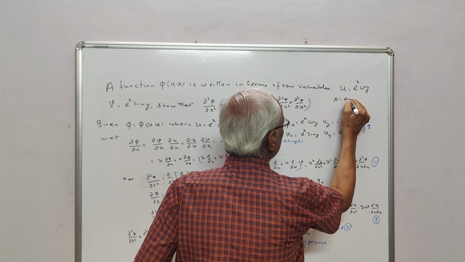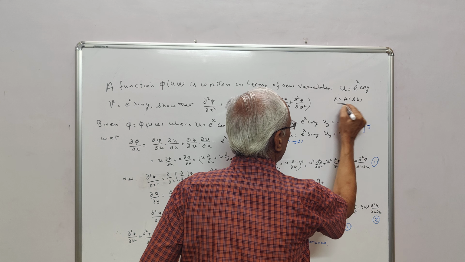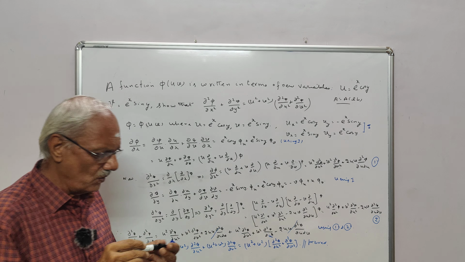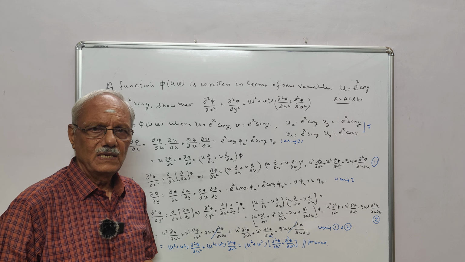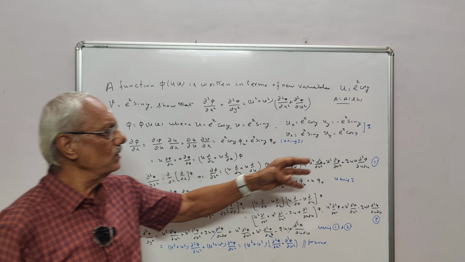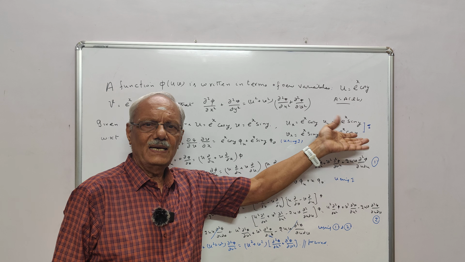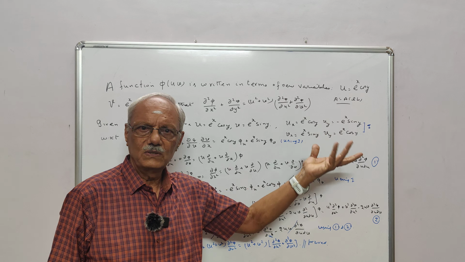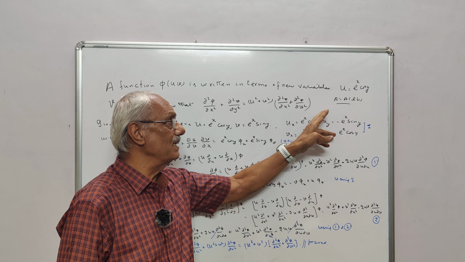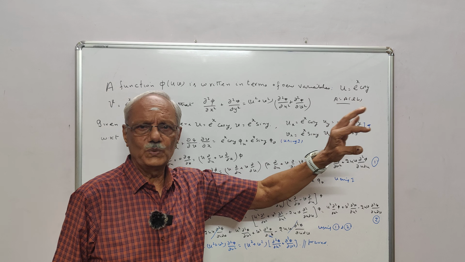A is a function of L and B. A means here the area of the rectangle. The area of a rectangle depends on the length and breadth. If length varies, area varies, and if breadth varies also, the area will vary. Therefore, this is a function of two variables.